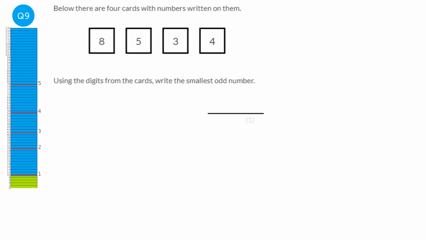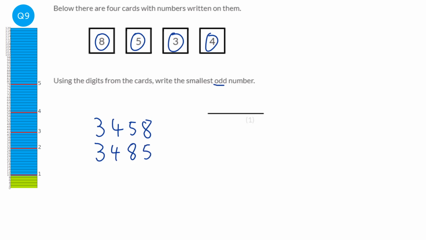For us to create the smallest number, we need to pick the smallest digits at the start of the number. So the smallest digit is 3, then the next smallest digit is 4, next smallest digit is 5, then the next smallest digit is 8. But it wants it to be an odd number, and this is an even number. So we have to move that 8 forward 1 and have that 5 at the end. So the smallest odd number is 3,485.